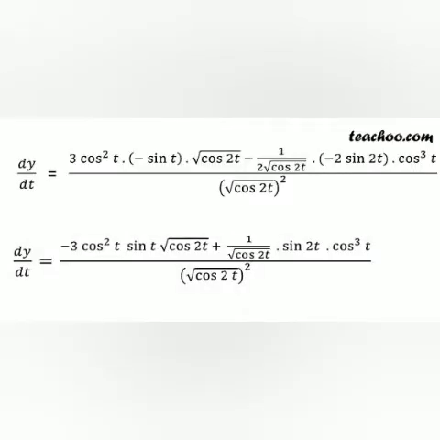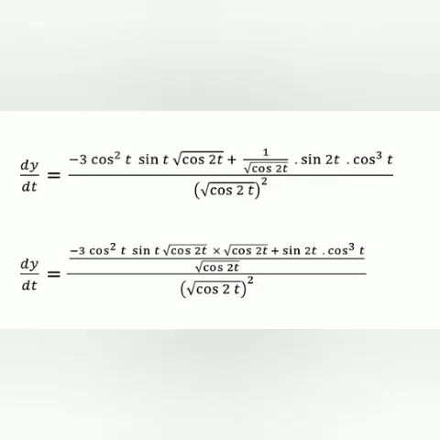Thus we get dy by dt is equal to minus 3 cos square t sin t under root of cos 2t plus 1 by root of cos 2t sin 2t cos cube t divided by under root of cos 2t whole square. Now cross multiplying in the numerator, we get minus 3 times cos square t sin t under root of cos 2t into under root of cos 2t plus sin of 2t into cos cube t divided by under root of cos 2t, whole divided by under root of cos 2t whole square.